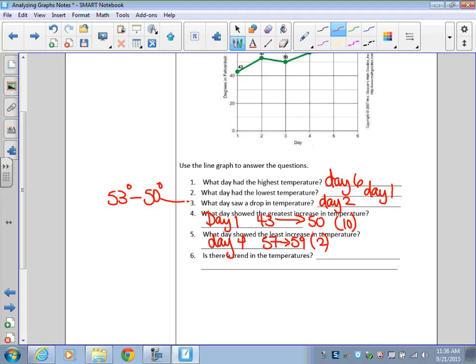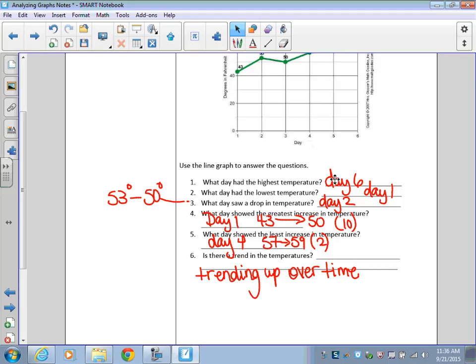And finally, problem number 6. Is there a trend in temperature? Yes, we are trending up. Our temperature is going up over time. So we're going to write trending up over time. That is our trend. Our temperature is trending up. That means it keeps going up.